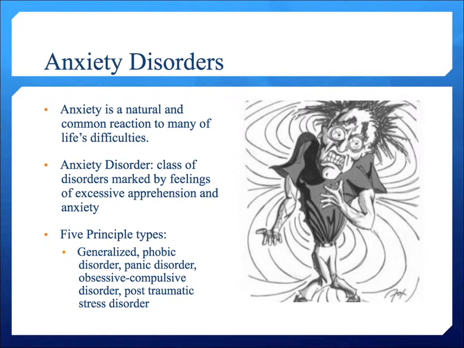We're going to break down the 5 principal types of anxiety disorders, starting with generalized anxiety disorder, phobic disorders, panic disorders, OCD, and PTSD.